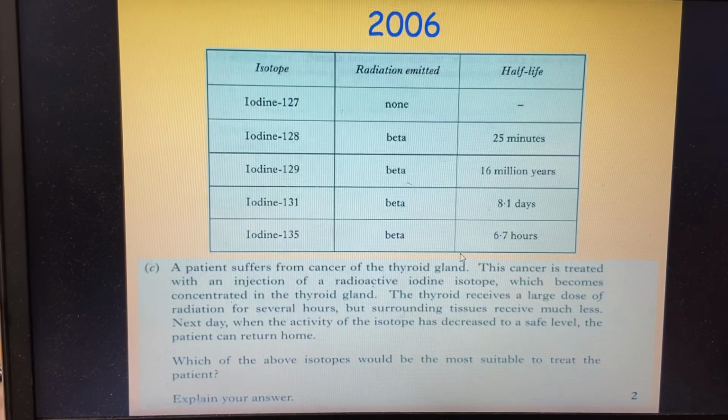It then says a patient, all you've got to think about is, would you want it to be in your system for a long, long time? It has to be in long enough so that it works, but do you really want it to be in it for 16 million years? If it was in it for 25 minutes, it's going to be over and done with, and you've got to last for several hours, so think about it.